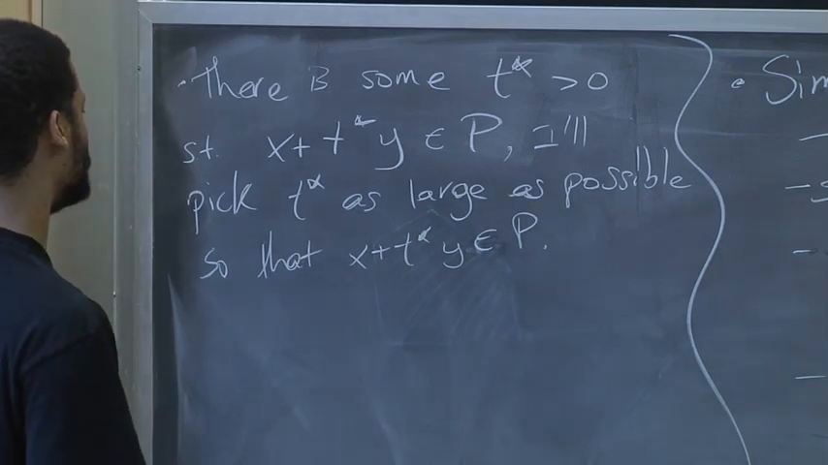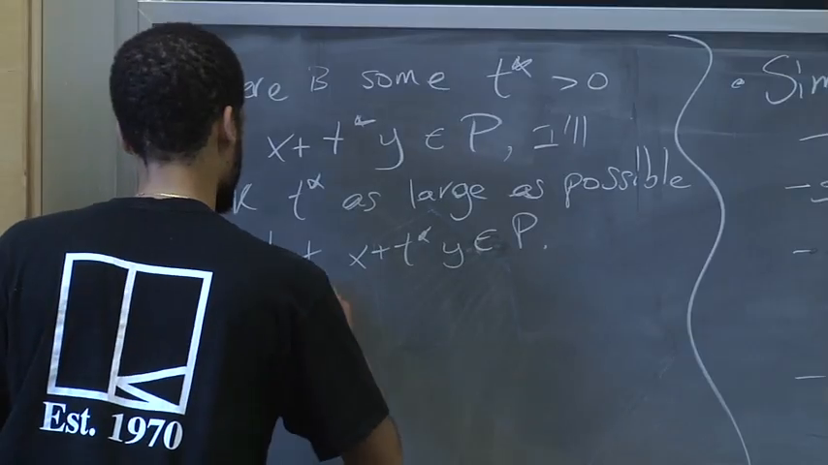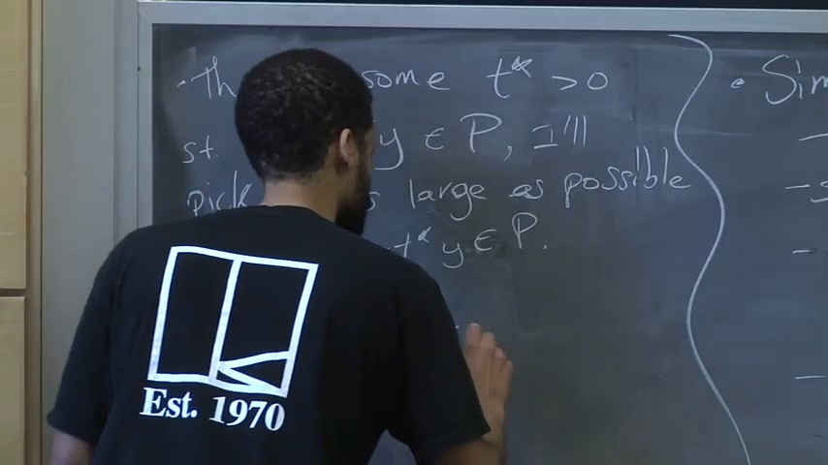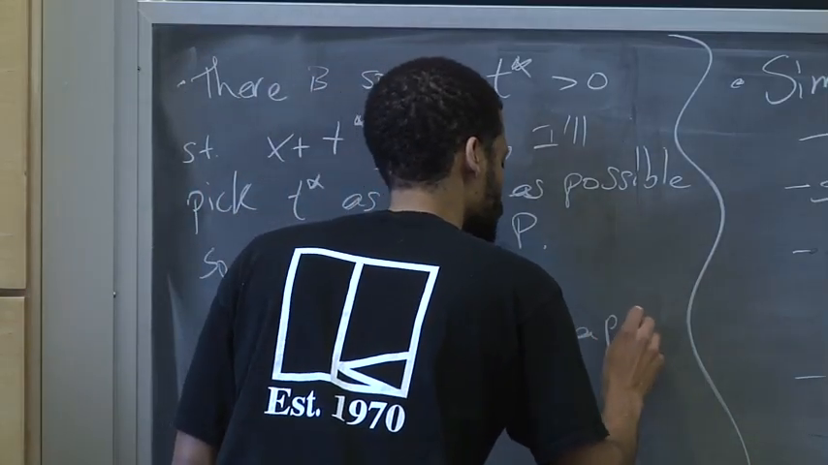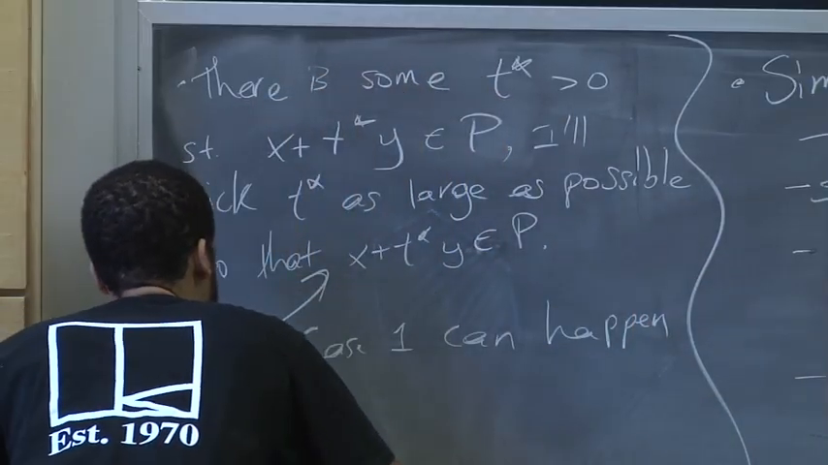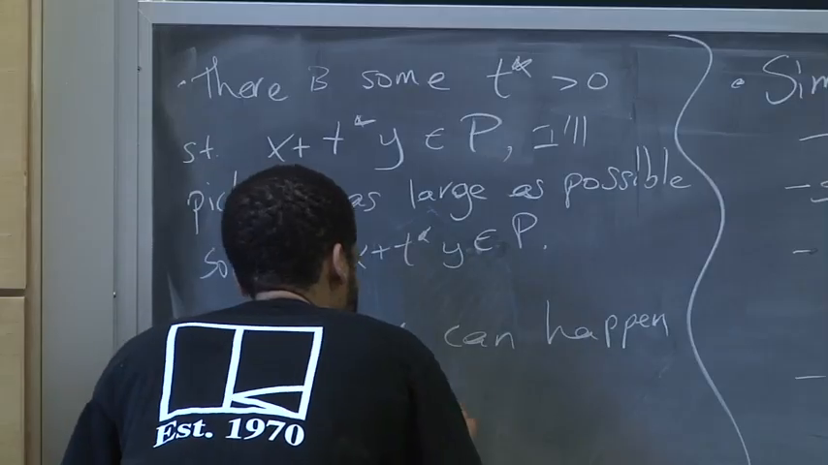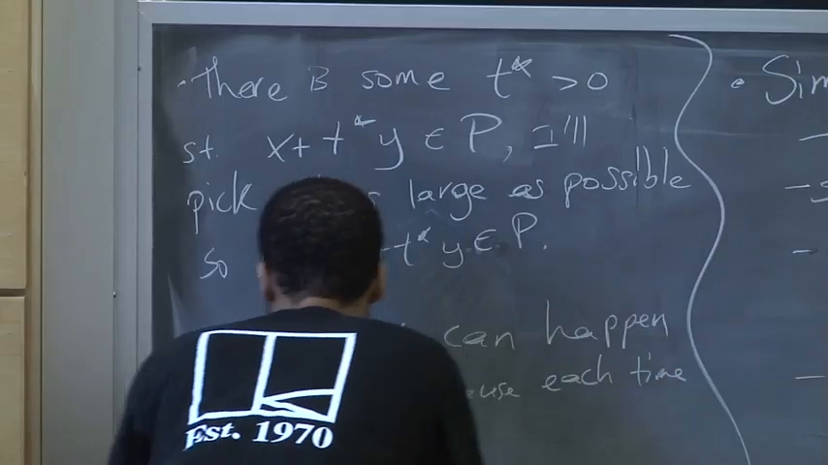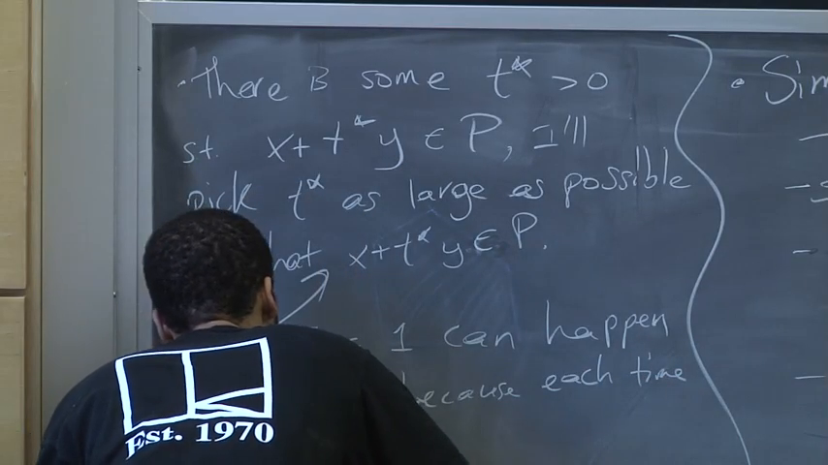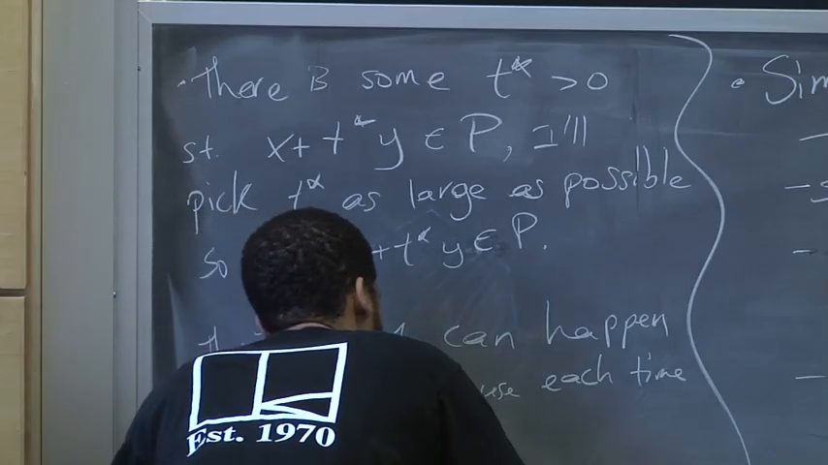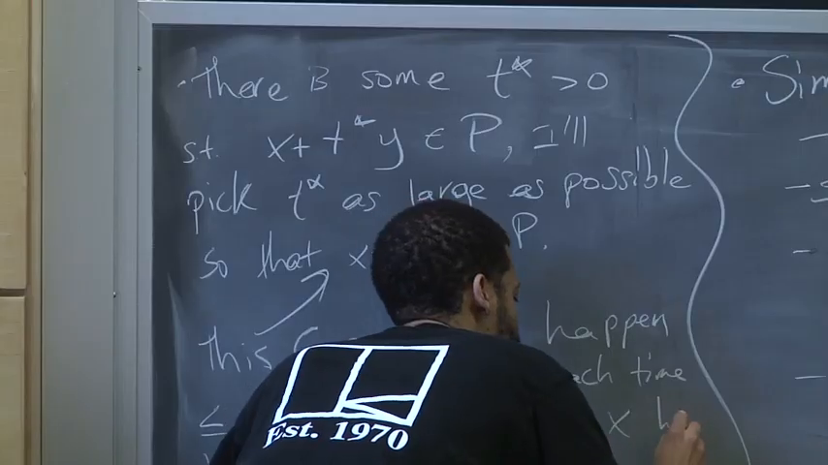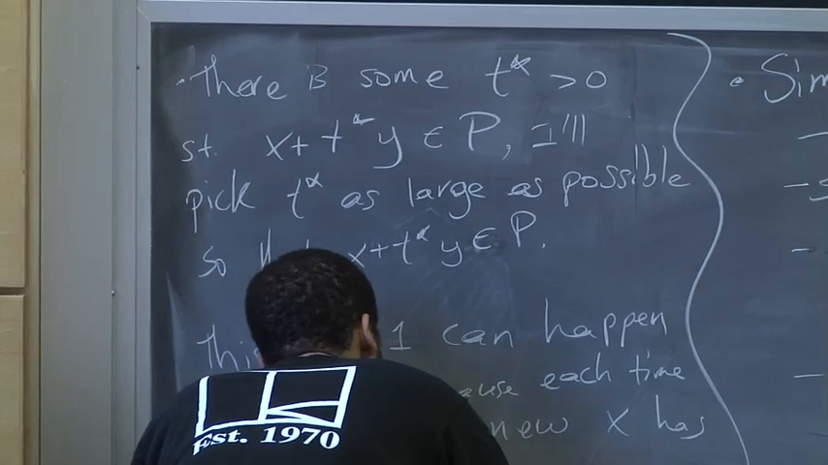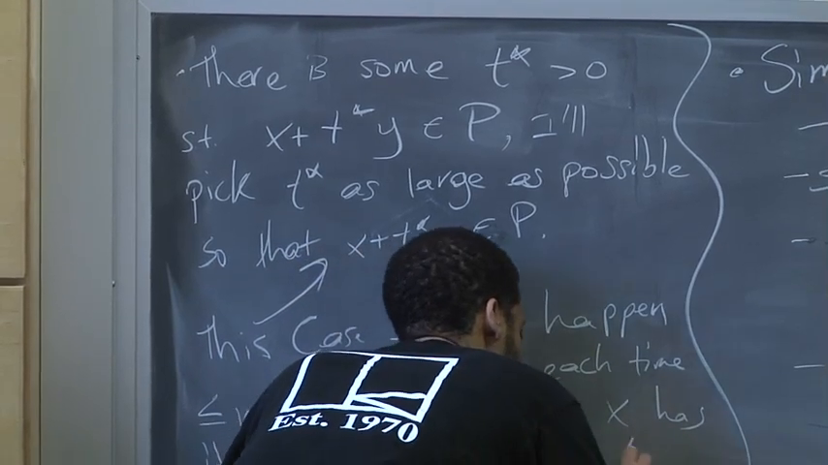Okay, good. And notice that this case 1 can happen at most n times, because each time it happens, our new x has at least one more 0 coordinate.